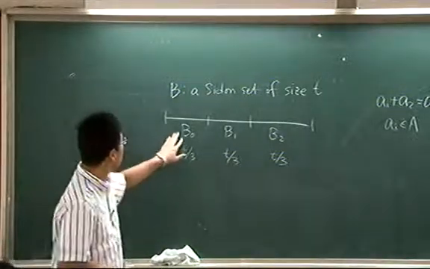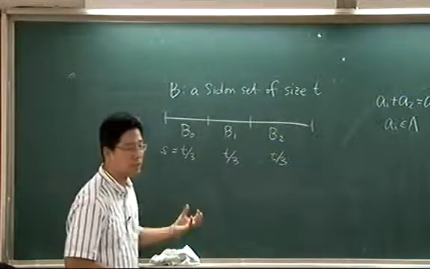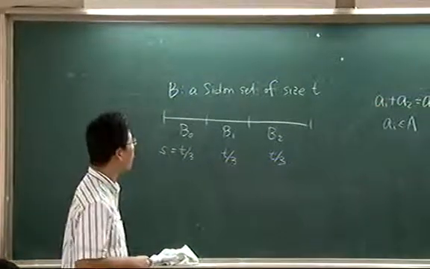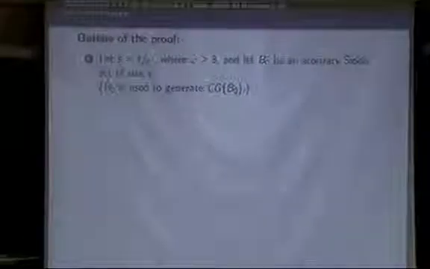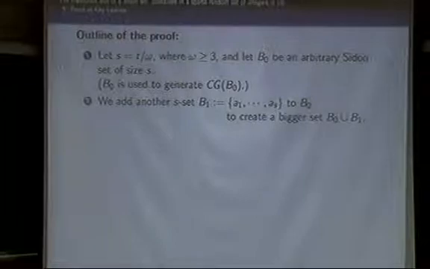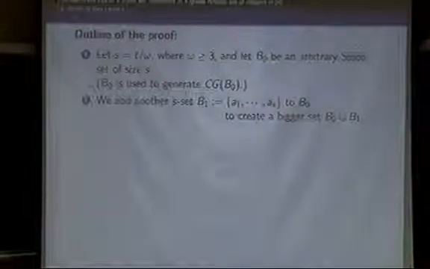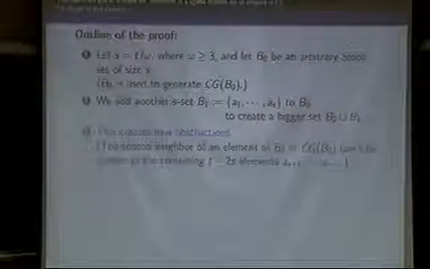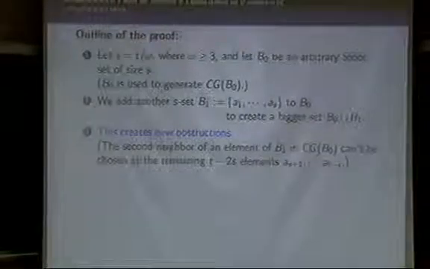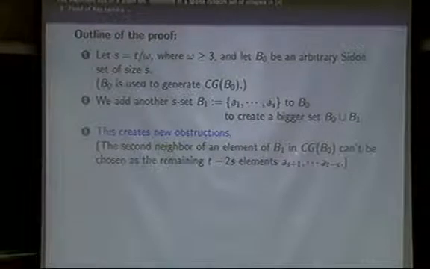Then first, we will think about this kind of B0, B1, B2, and we will estimate the possible number of B0, B1, B2 separately, which gives us an upper bound for the cardinality of B of t. First, let B0 be an arbitrary Sidon set of size S. B0 is used to generate the Cayley graph of B0. And we add another S-element set B1, a1 through aS, to B0 to create a bigger set, B0 union B1. This creates new obstructions to making a bigger Sidon set, because the second neighbor of an element of B1 in the Cayley graph of B0 can't be chosen as one of the remaining t minus 2S elements.